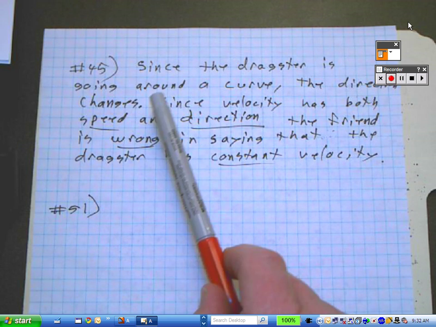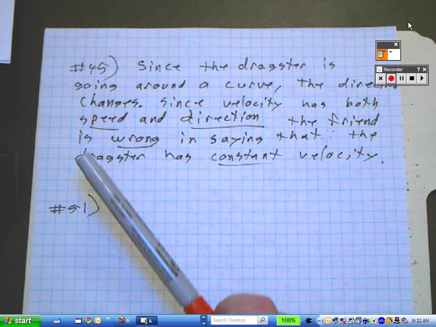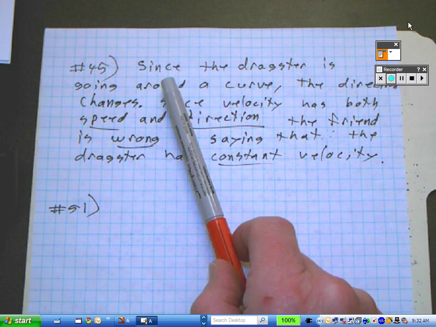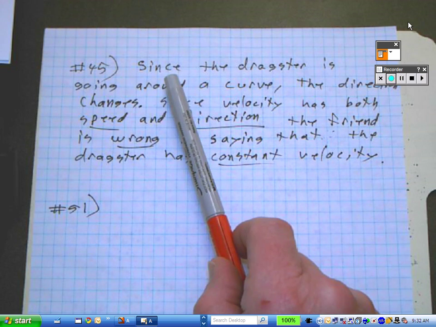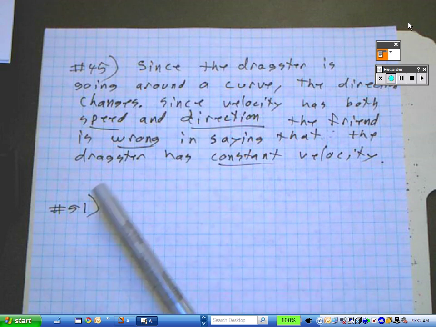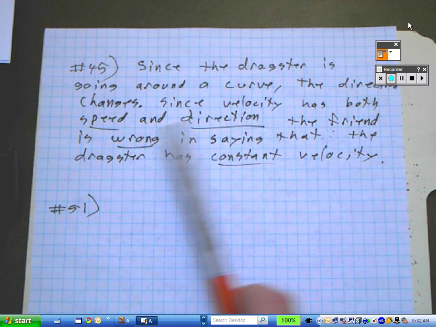So the thing that you don't know now probably is that velocity has 2 parts. It's how fast you're going and the direction. So I would answer it this way. Your friend said the dragster is going at a constant velocity, but the dragster is going around a curve. The direction is always changing. Velocity has both speed and direction.